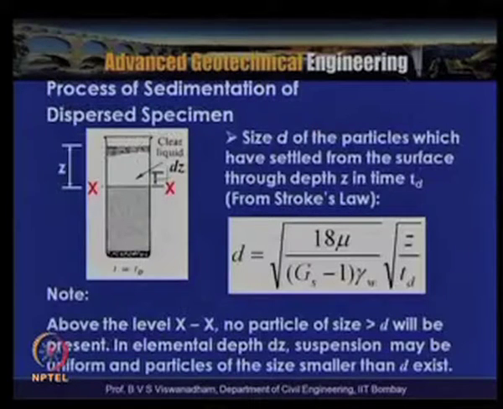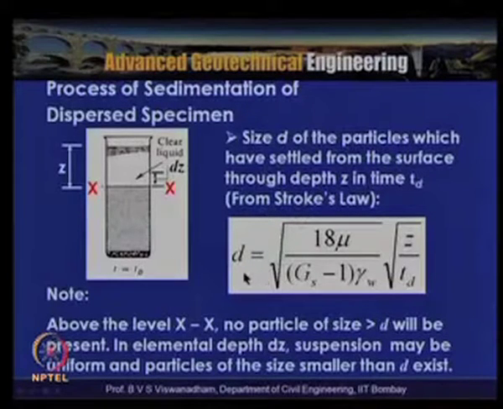In the process of the sedimentation of the dispersed specimen, at level XX, assume the size of the particles which have settled from the surface to the depth z in time Td. From Stokes' law, we can obtain d equal to the square root of 18 mu divided by (Gs minus 1) into gamma W, times root over z by Td. So, z is the reference depth where the measurement is being taken.